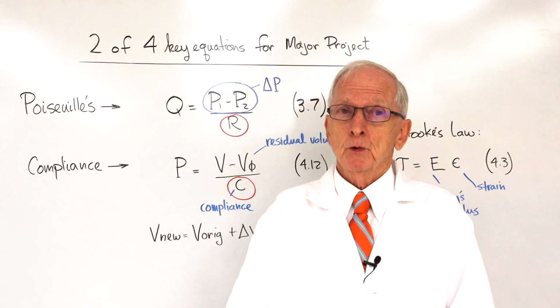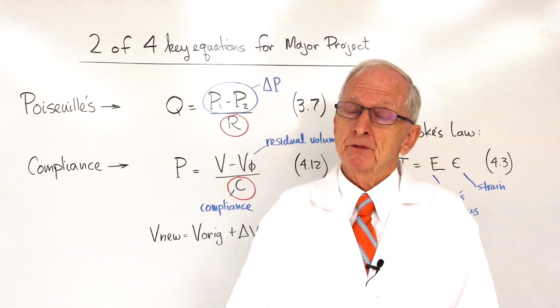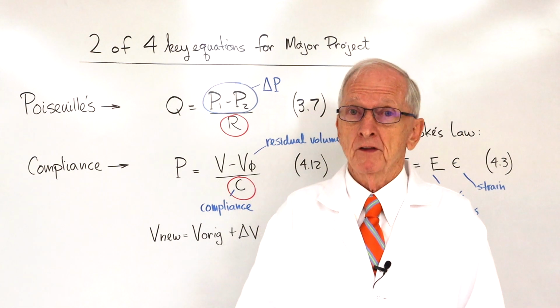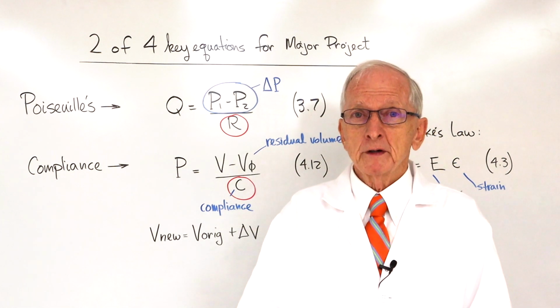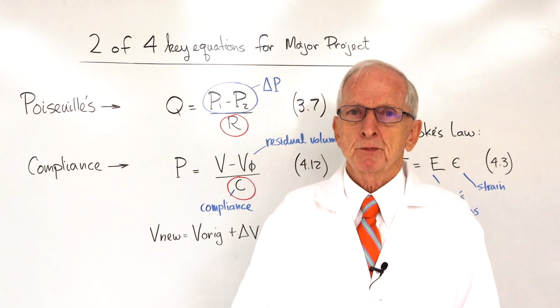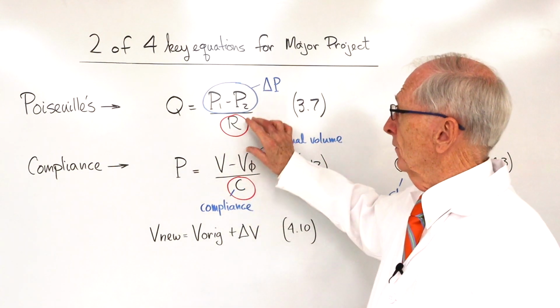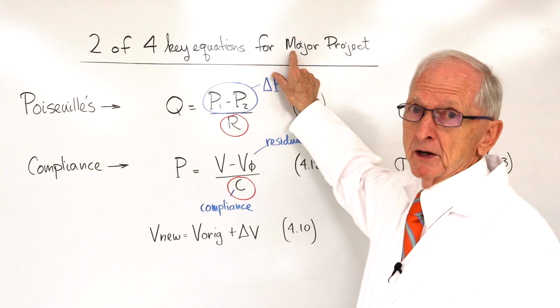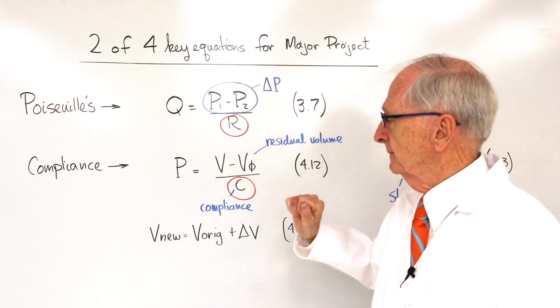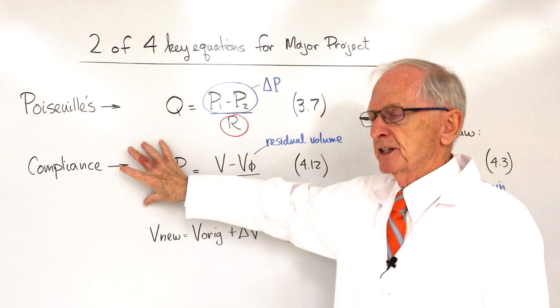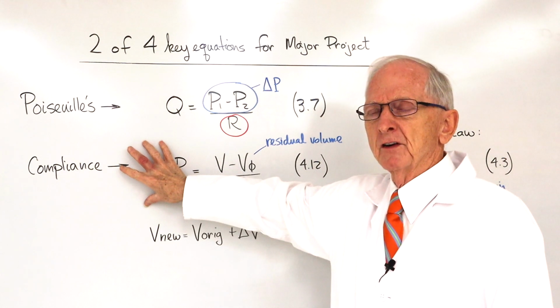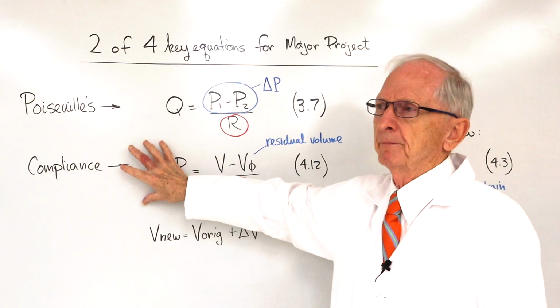Today's lab deals with compliance and Hooke's law and other topics from chapter 4 of the textbook. But before we do the lab, I'd like to put it in perspective. Today's lab is going to give us the second of 4 equations we need for the major project, and I'll come back to that in a minute. Today's lab is going to deal with elasticity of different organs inside the human body.